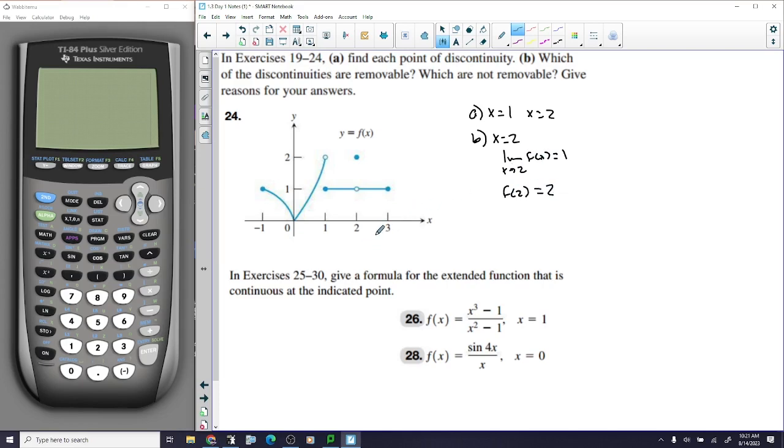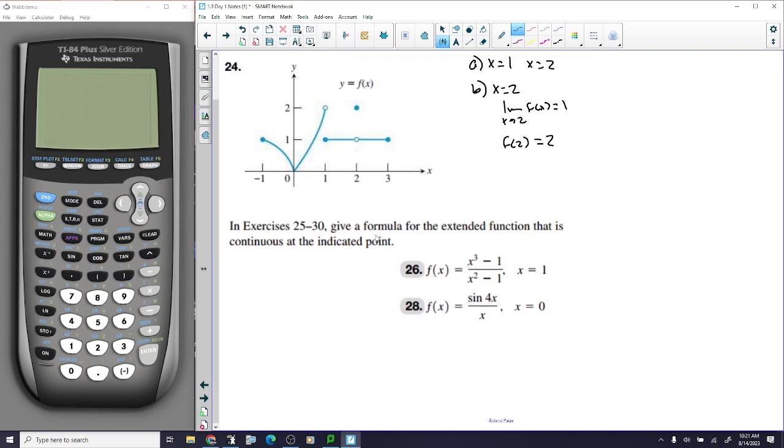In exercises 25 to 30, give a formula for the extended function that is continuous at the indicated point. Now this is the difference of two cubes. So f of x is equal to (x minus 1)(x squared plus x plus 1) over (x minus 1)(x plus 1). Now these cancel. That's a removable discontinuity. Give a formula for the extended function that's continuous at the indicated point.